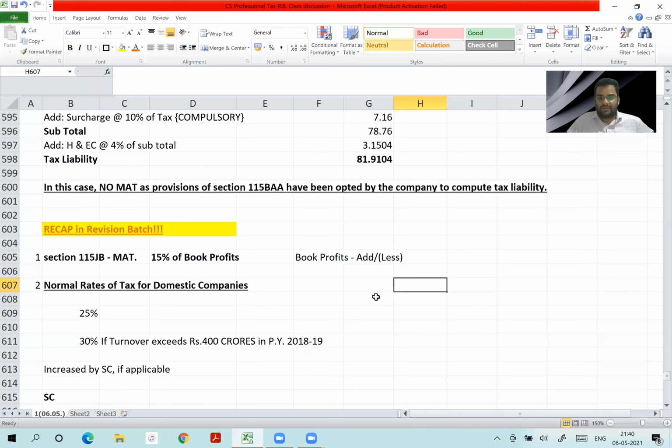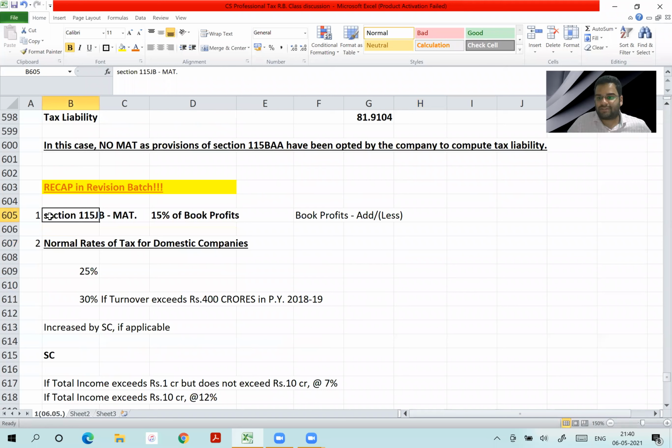Chalo. So let's see. First, we discussed today about 115JB MAT. Everything is clear in MAT. You have to calculate normal tax or you have to calculate MAT at 15% plus surcharge if applicable, and pay whichever is higher. If you are paying MAT, which is higher, then there is a MAT credit. That MAT credit can be carried forward for subsequent 15 years. Very good.